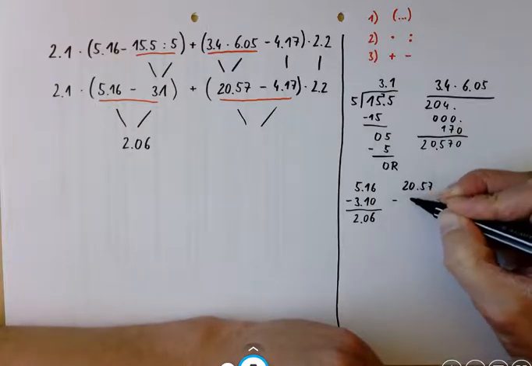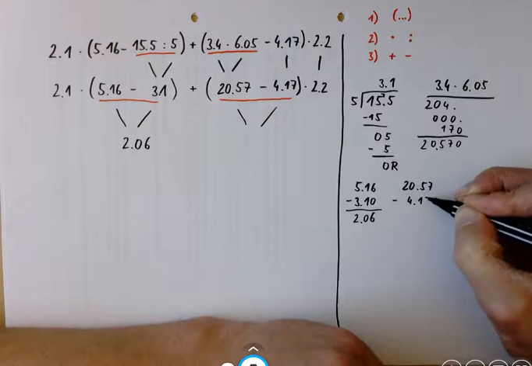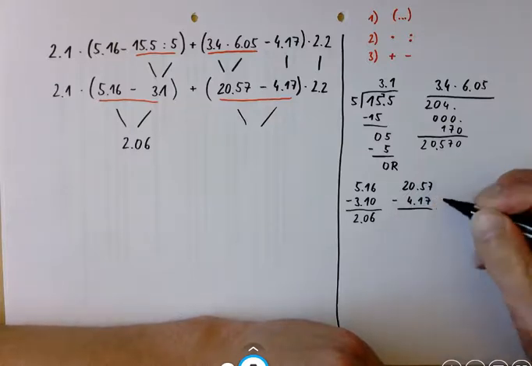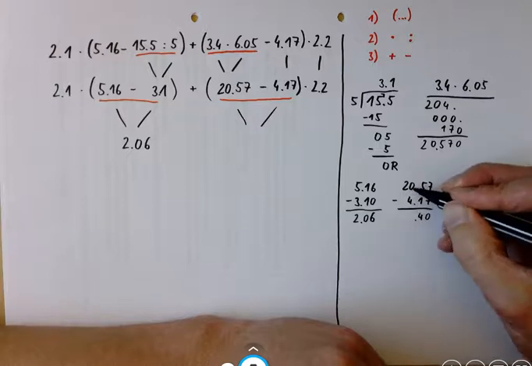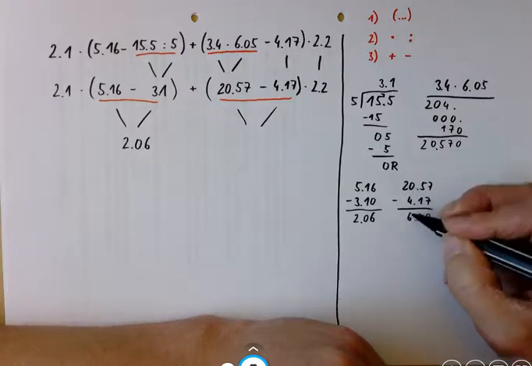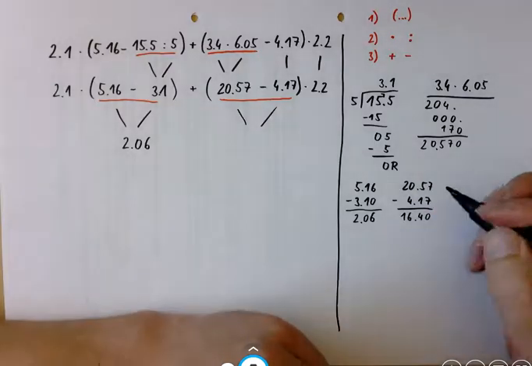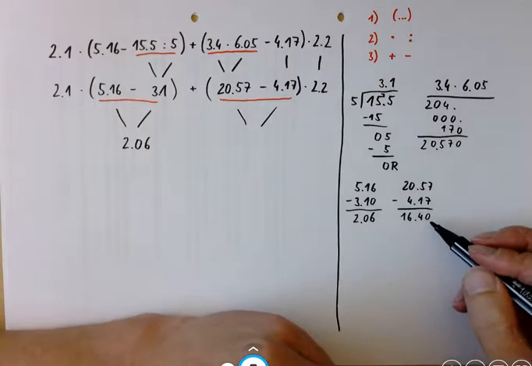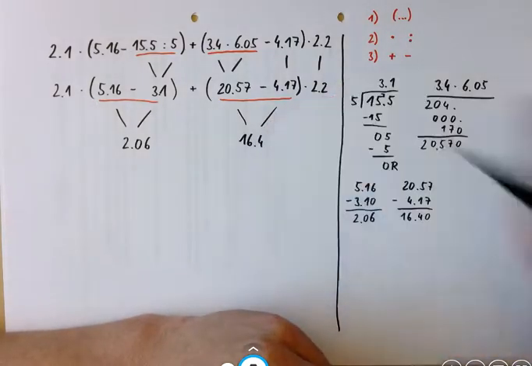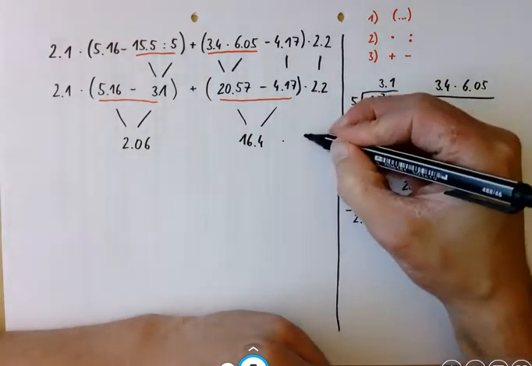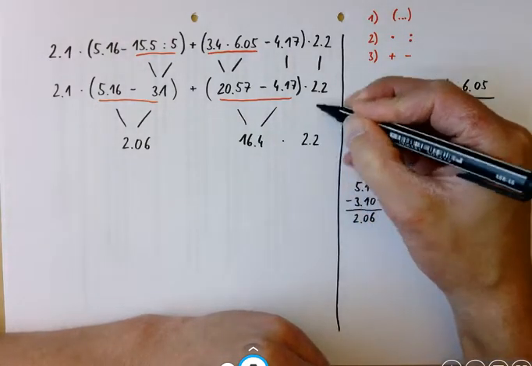Then this one, 20.57 minus 4.17, 0, 4, 4 and 6 and 1. So 16.40, we can write it as just 16.4 times 2.2 from here.